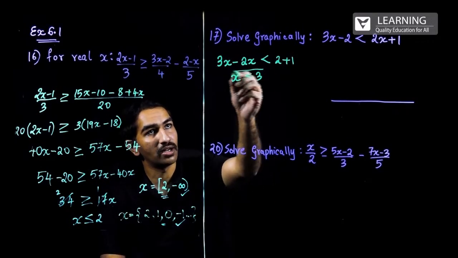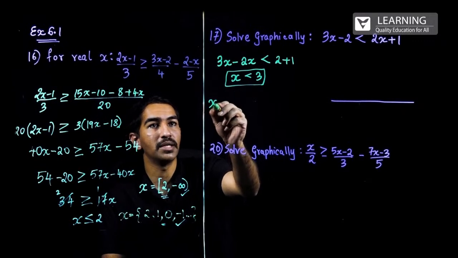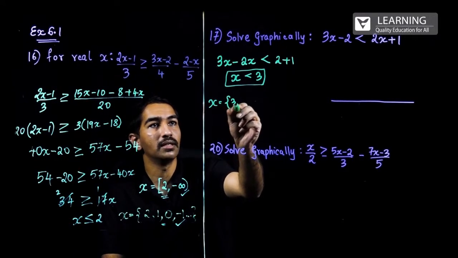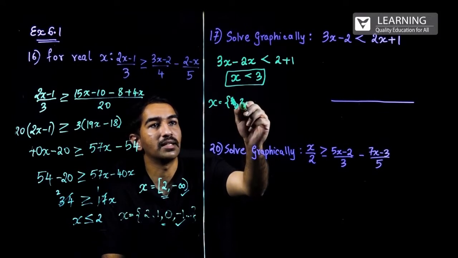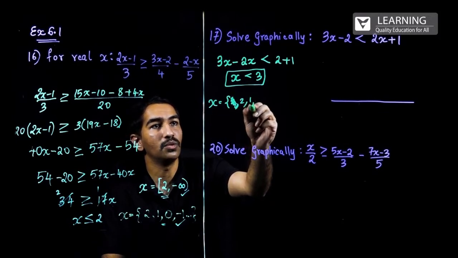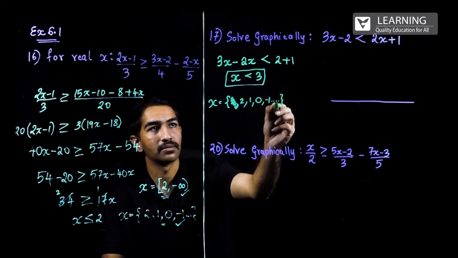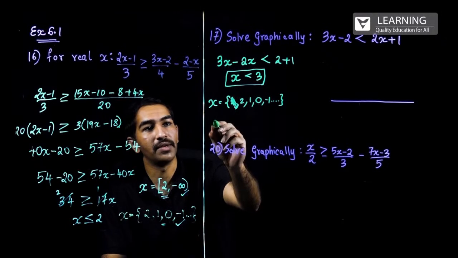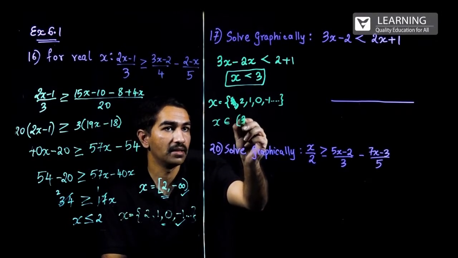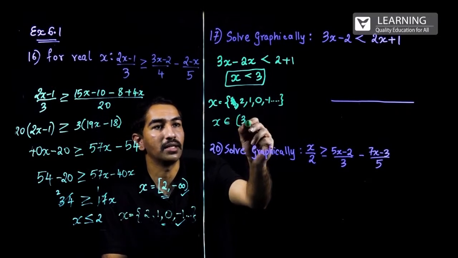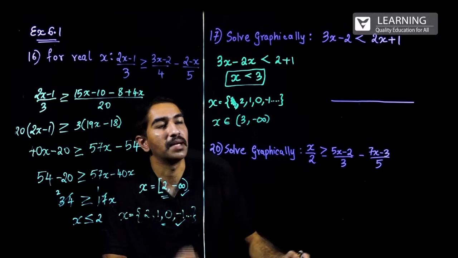This we got. If you have to write it in the roster form, 3 is not included, students. It is lesser than 3, so we have to start with 2: 2, 1, 0, minus 1, and it goes on. If you have to show it in the form of intervals, then x belongs to, open the bracket, 3, why curved bracket? Because we are not including 3, comma minus infinity, lesser than 3. So 3 comma minus infinity.